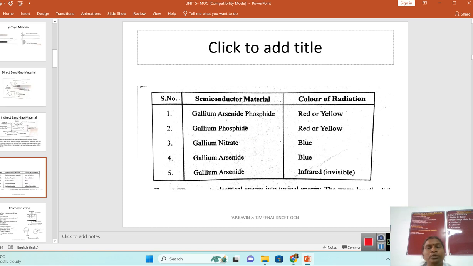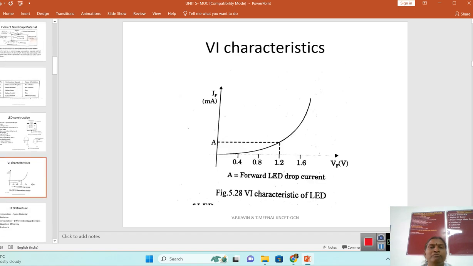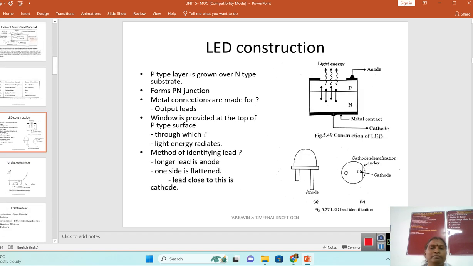These are some of the semiconductor materials we are going to use in LED design and laser design. Gallium arsenide phosphide produces red or yellow color. Gallium phosphide produces red or yellow color. Gallium nitride is blue color. And gallium arsenide may be infrared, which is an invisible light.